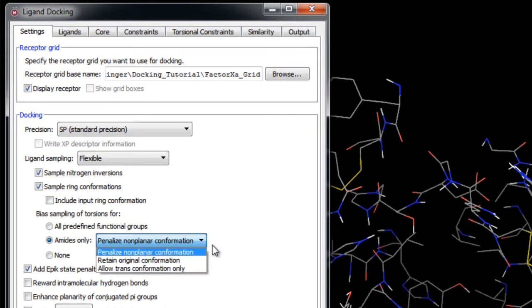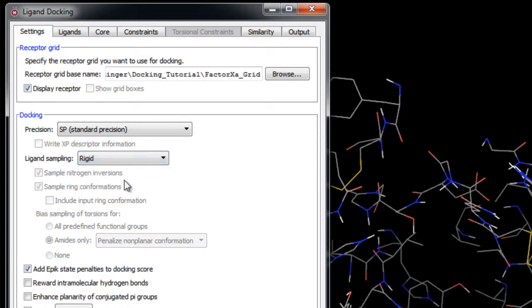Here, we'll leave it on the default settings, which is to simply penalize non-planar amide bond conformations. Of course, there is also the None option, which will not apply any biasing, but instead allow the conformation to be determined by the conformation generated via the force field.